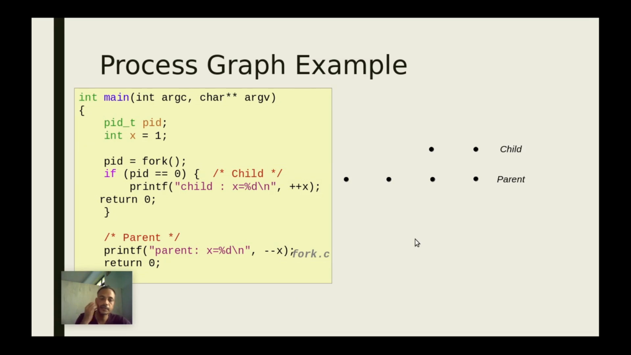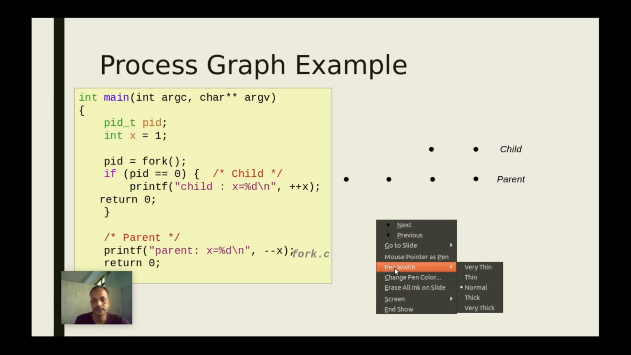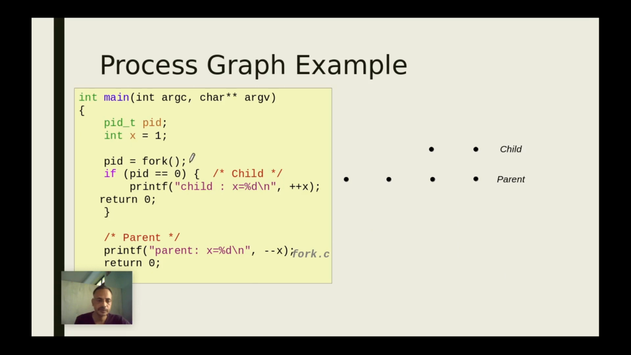Let us understand a program. This program has a variable x equals to 1. This is the PID that is used to catch a return value of the fork system call. You can define this using pid_t, a data type for the process ID, or you can simply declare this as an integer also. Here fork system call is called. From this call onwards, whatever is the instruction, those will be executed twice.